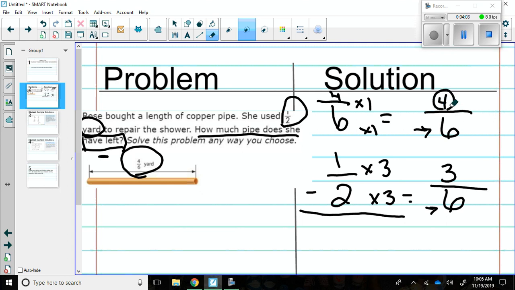I take my numerator minus my other numerator. 4 minus 3 is 1. And then remember, I'm not subtracting my denominators. I leave those the same. So my denominator is 6. So she has 1/6 of pipe left, or 1/6 yard. Let's look to see how other students solve.